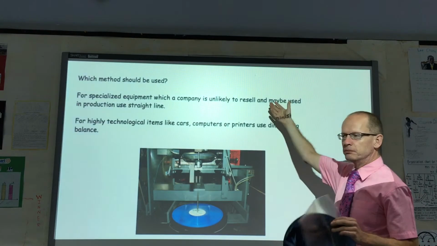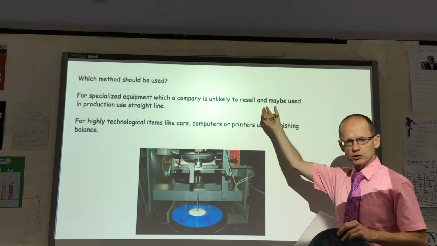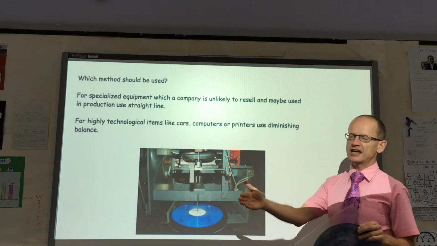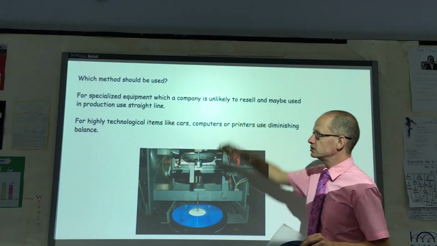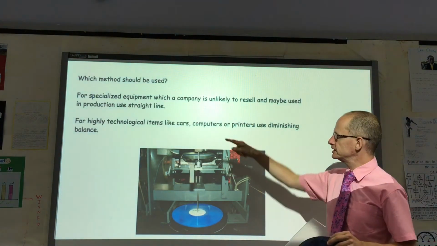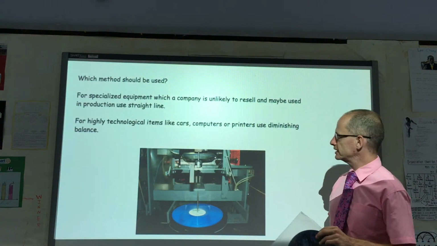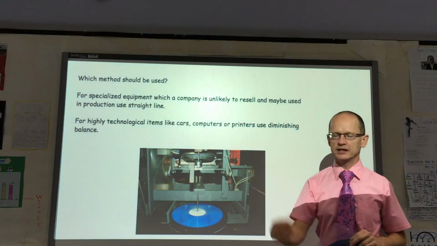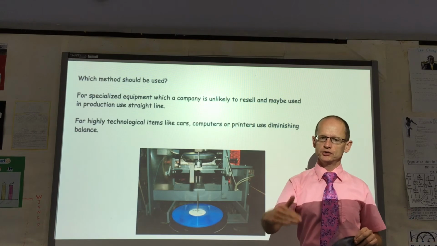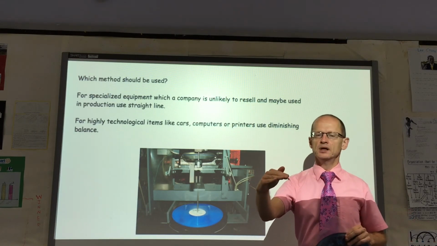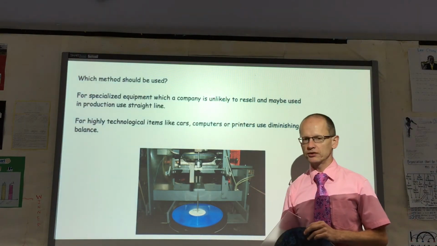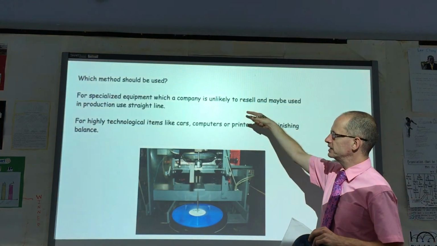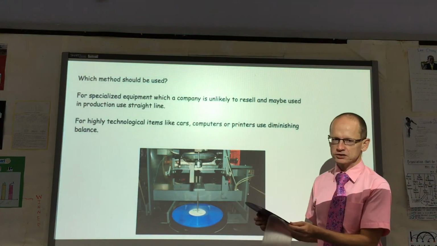There may be no one else who really wants to use this equipment. This company knows we're going to be making vinyl for the next 10 years, so they could use the straight line method. It probably suits their needs. Whereas if you're making highly technological items, if you're trying to resell a car, or your smartphone, or your computer, you've probably got to use the diminishing balance if you're going to accurately report how much it's really worth after 2 years or 1 year. Whereas probably if you're making vinyl records, that doesn't matter so much.